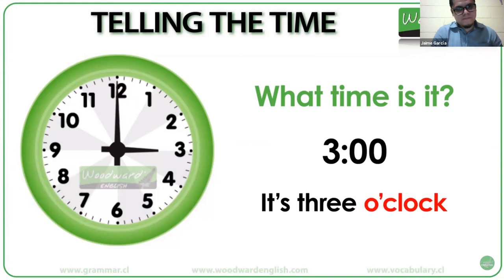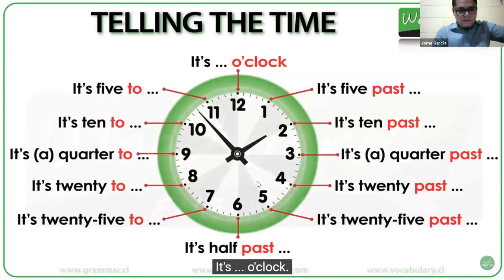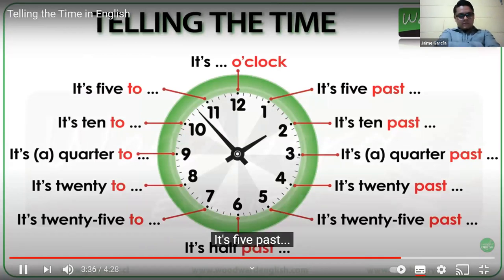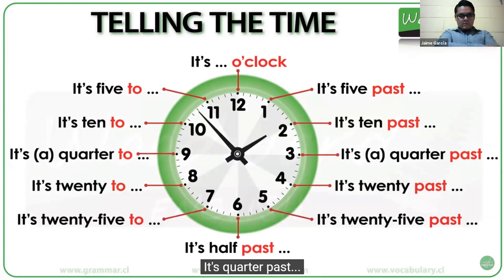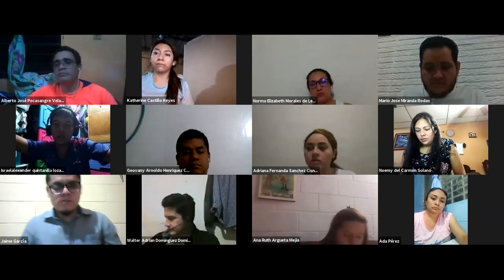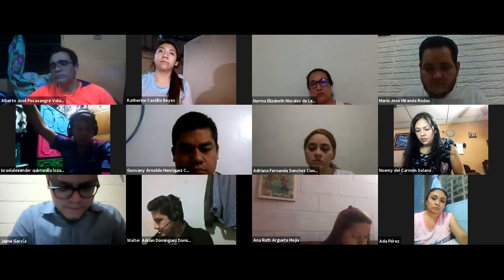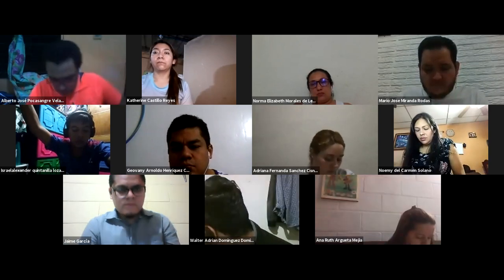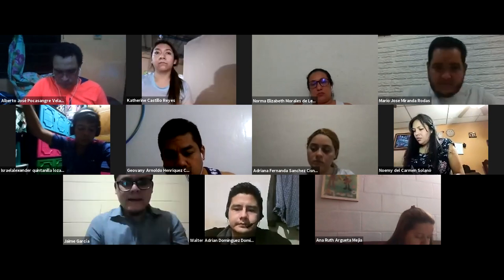It's 3 o'clock. It's o'clock. It's 5 past. It's 10 past. It's 15 past. It's 20 past. It's 25 past. It's 30 past. It's 25 to. It's 20 to. It's 15 to. It's 10 to. It's 5 to. Okay. Any question? No? Okay. All right.